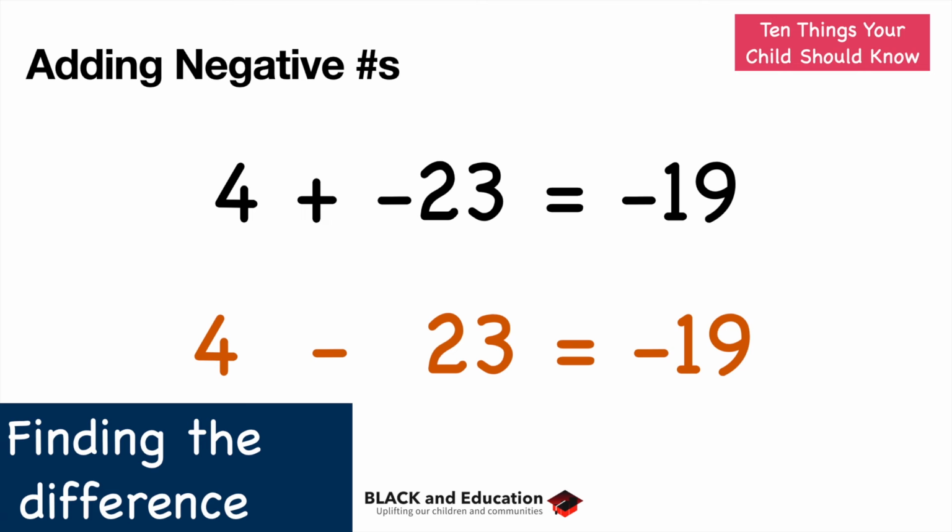And once again, I'm just finding the difference between 23 and 4. That's what a subtraction problem is. You're finding the difference between those two numbers. So 4 minus 23 is going to be negative 19.